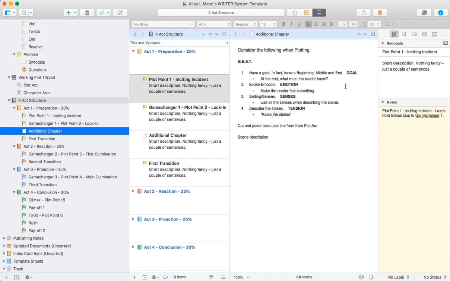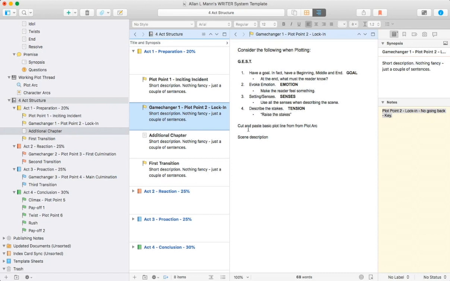And T, tension. What does everybody have to lose or gain within this section, chapter, or scene? Raise the stakes. It's always a good thing to raise the stakes, especially when you get into that Act 3, Act 4 part. You've got to really raise the stakes with tension there. So each one of these sections, again, there's plot point 1, that inciting incident, with GEST in mind. Again, all of these are going to be exactly the same.